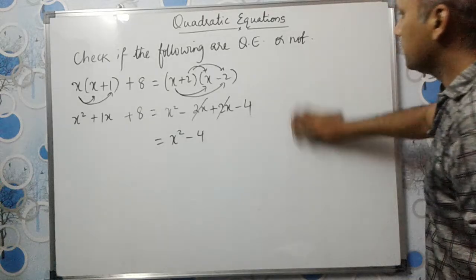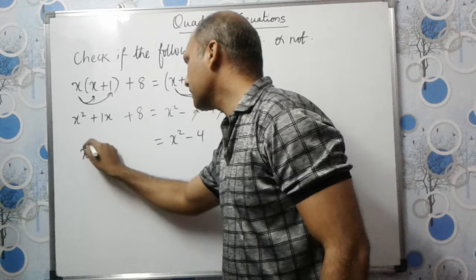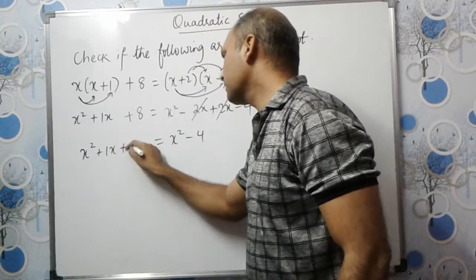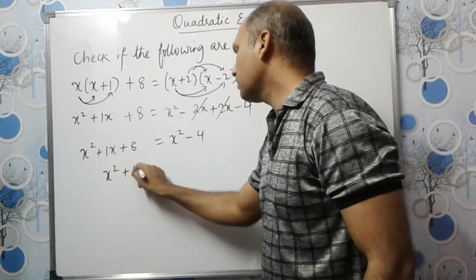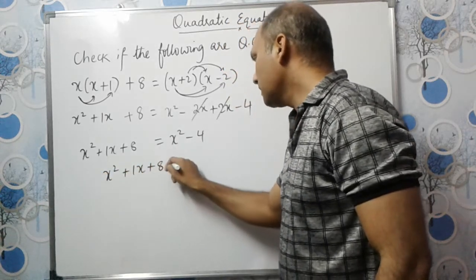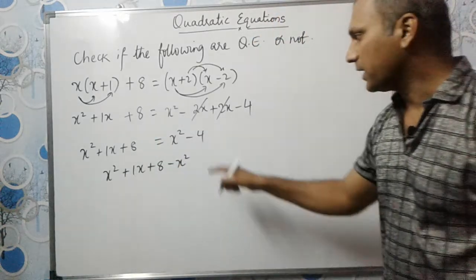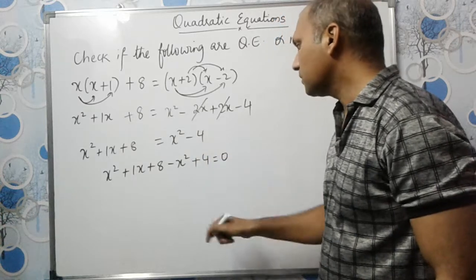Okay, so now we got RHS. Let us write here x square plus 1x plus 8. Let us send these two terms on the other side. So we have x square plus 1x plus 8 minus x square, because it is plus here, when it goes on the other side becomes minus. This is minus, when it goes on the other side becomes plus, is equal to 0.